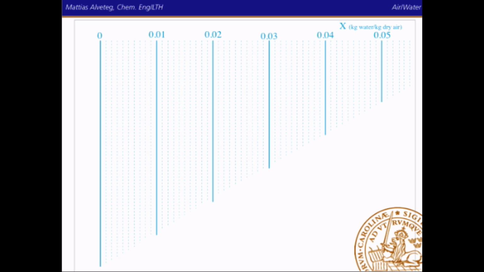So we start by drawing X. The vertical lines here represent a constant water content. So this is 0 and this is 0.05 kilogram of water per kilogram of dry air.